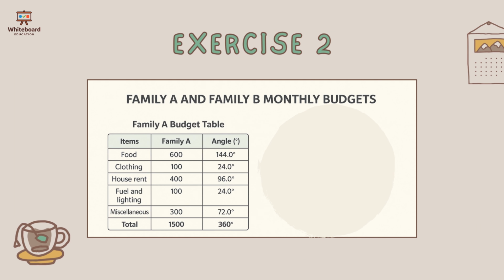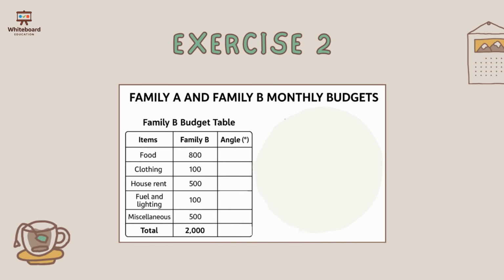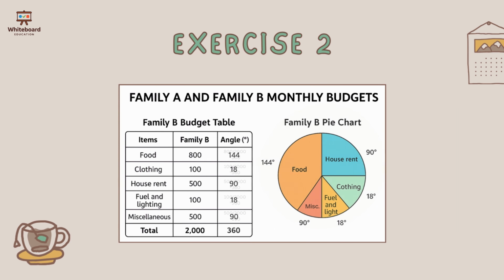Now we have all the angles of each category of the budget. We can now make a pie chart using a protractor. This is what it would look like. We label and differentiate each sector so that it's more attractive and understandable. Moving on to Family B, we just need to find the angles and tada. Here is the Family B pie chart.